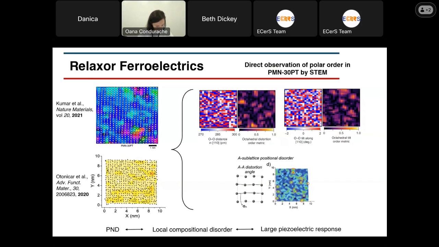where these low angle domain walls have been spatially correlated with chemical heterogeneity, but also with oxygen octahedral tilt, oxygen distortion, and lead sublattice distortion. So the link between the large piezoelectric response, the local compositional disorder, and the polar order has been bridged.